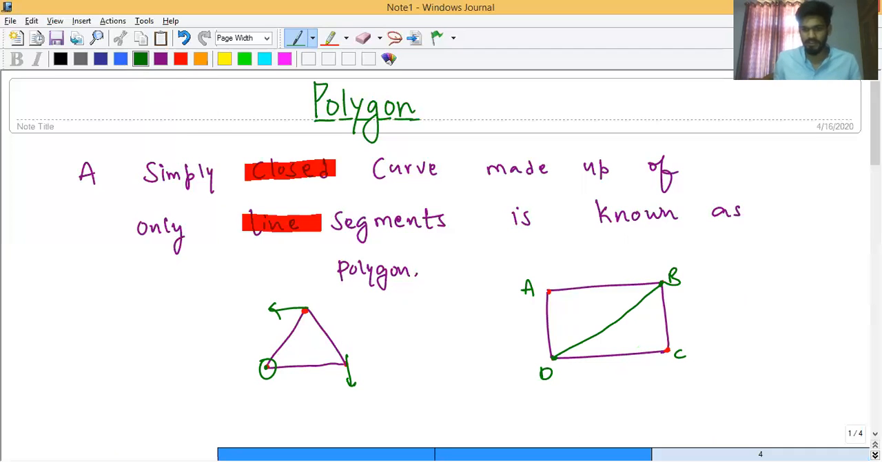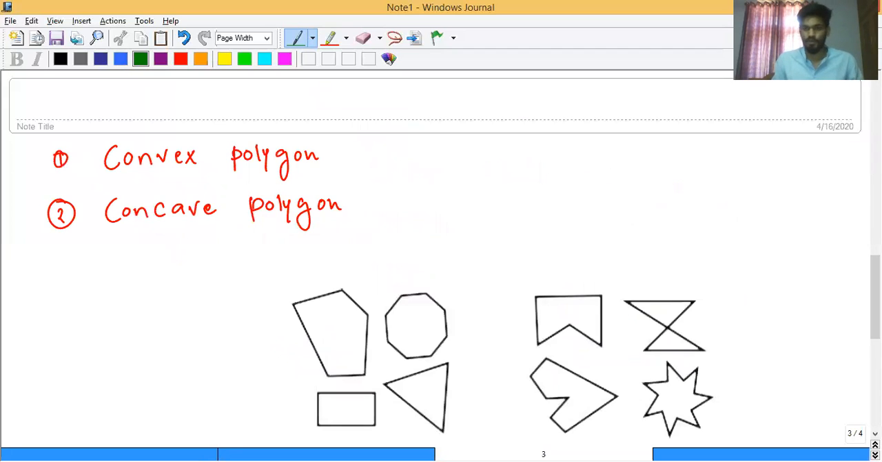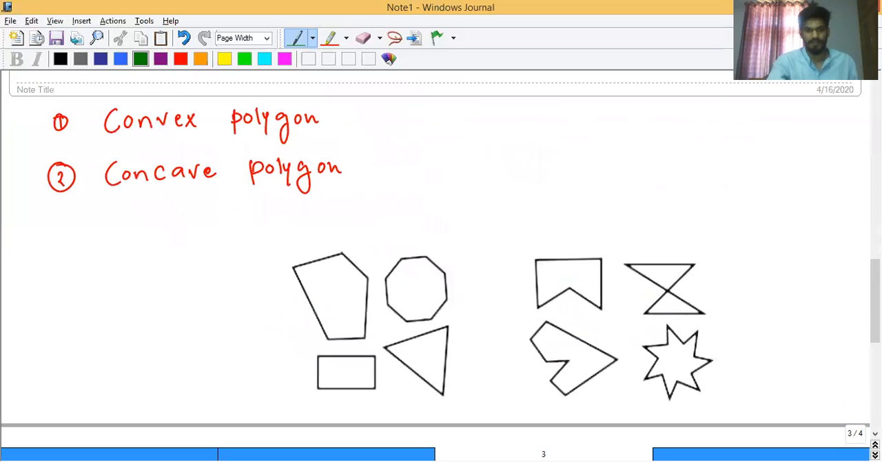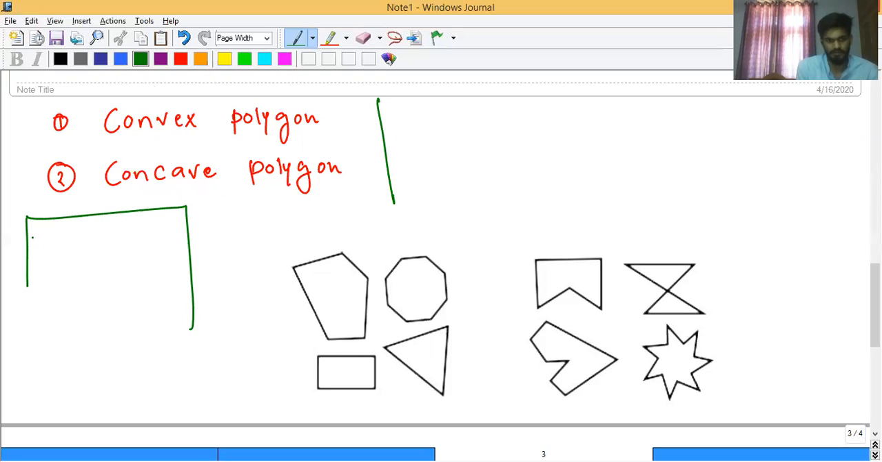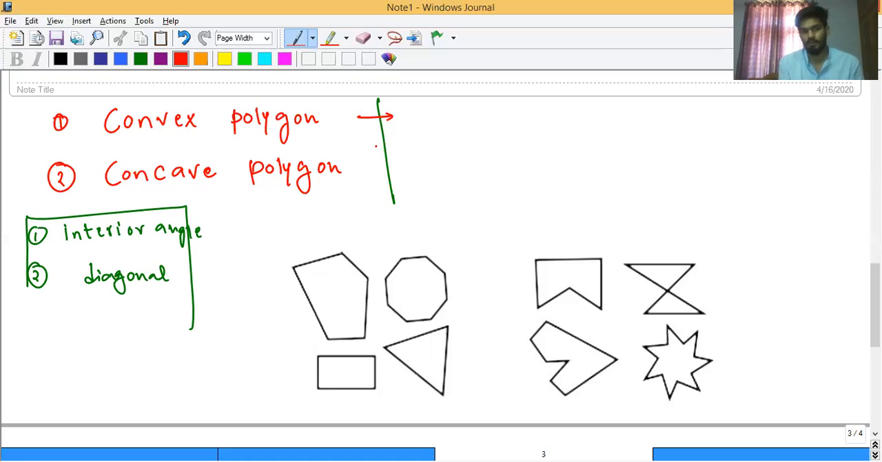Now let's talk about types of polygon, which is concave and convex. Okay. See these shapes. Now it will be very easy for you to understand only on the basis of first interior angle, second diagonal. How? Let me tell you. When we talk about convex polygon, then it says that every interior angle should be less than 180.